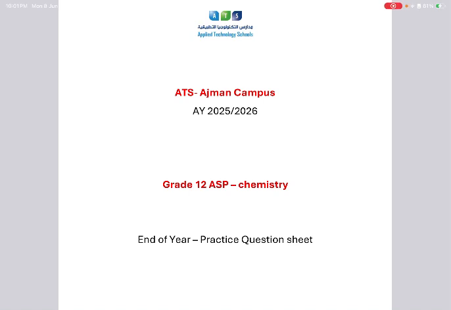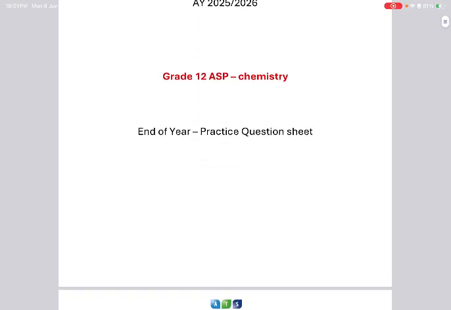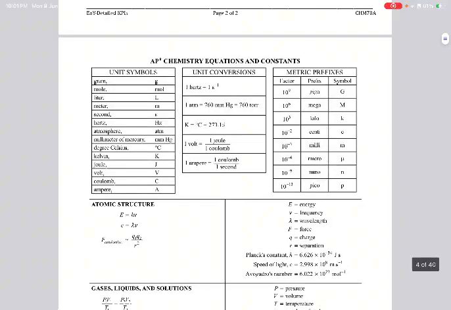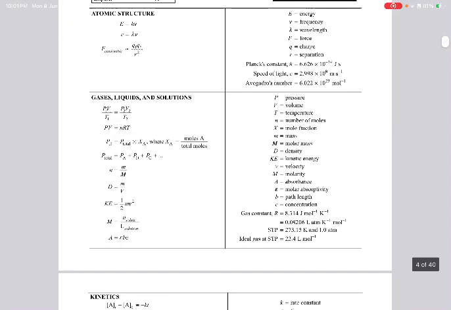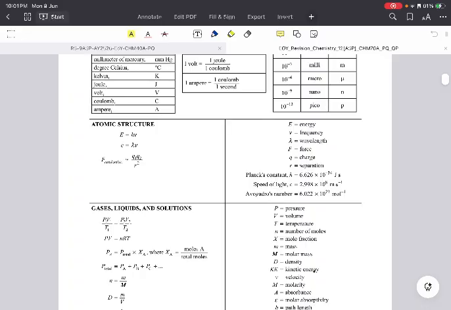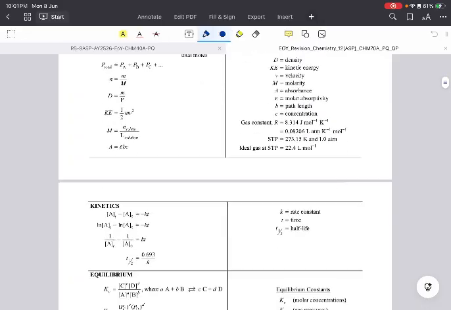This is the video recording of solving the questions for the grade 12 ASP end of year chemistry exam. First, when you get your exam, the first thing you're going to look at is the formula sheet that you have in your exam. Now these formulas, I will explain the formulas as I'm solving the worksheet.